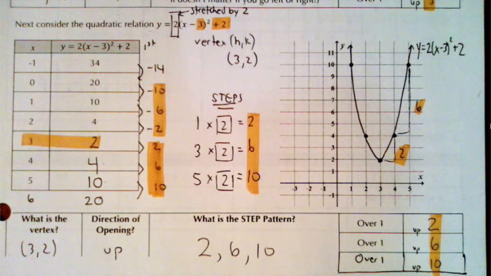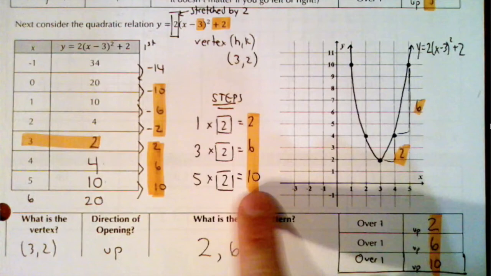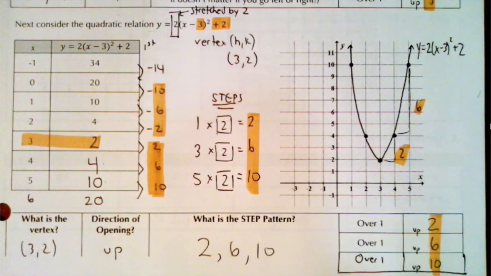Do you like using transformations, graphing the original, stretching and then shifting? Or do you like the step pattern, graphing the vertex first and then multiplying the steps 1, 3, 5 by whatever a is to get your new steps and then using those steps? Well, let's do a couple and then you'll get to decide.